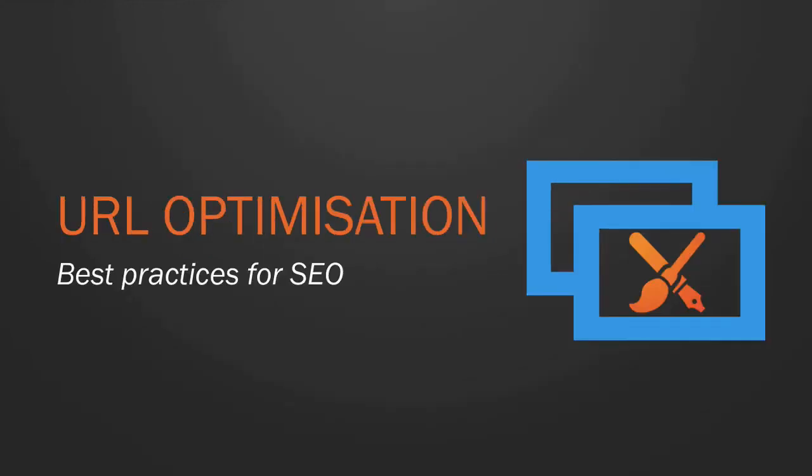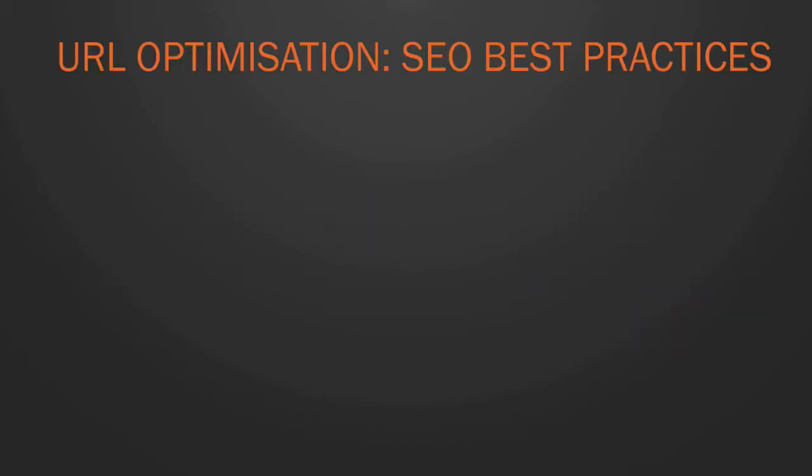So the first part of on-page optimization that we want to look at is URL optimization, and really I guess the message here is that search engines treat URLs the way that real humans would. So essentially you want to make them readable, you want to make them keyword rich, and you want to make them short.